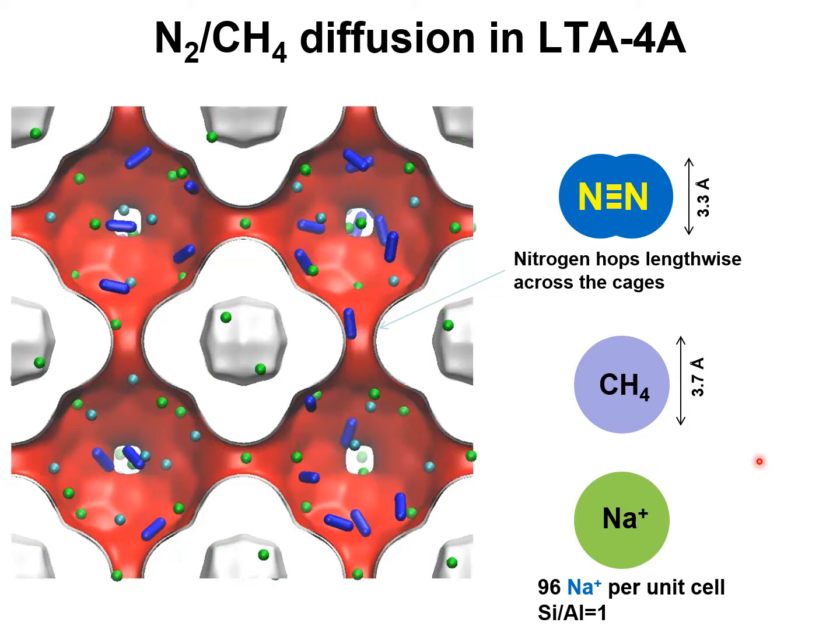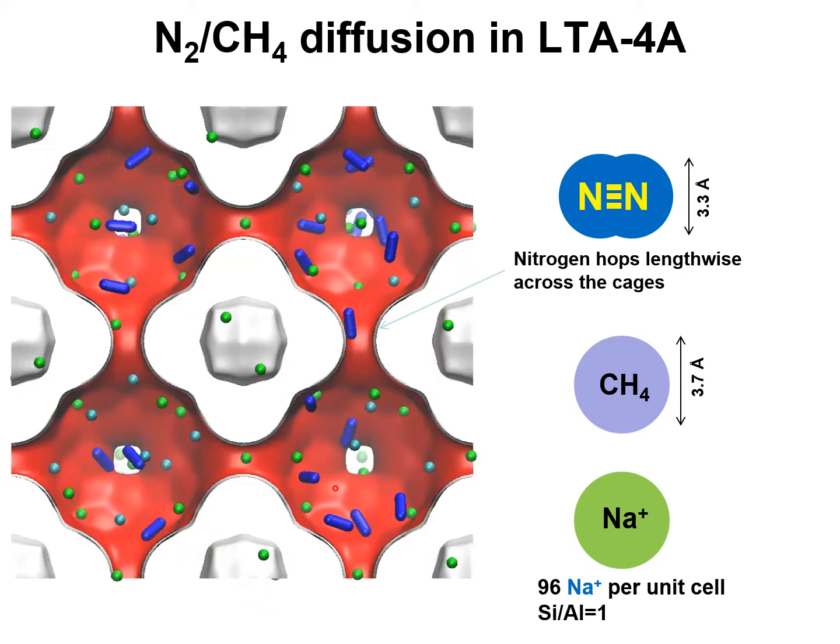Another thing to note when I play the simulations is that nitrogen jumps lengthwise across the windows from one cage to the adjacent cage, and that happens in this window region. So if you want to have a look at nitrogen hopping, look at this window. If you want to see the goalkeeper sodium cations in action, look at this window.